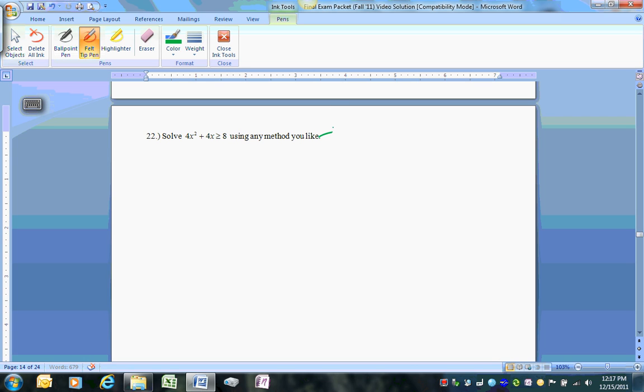So when I say use any method you like, there's an algebraic way or a graphing way. I don't think I spent enough time on the graphing. I did show it to you, but I didn't spend enough time with algebraic. The algebraic way involves a sign chart. Graphing, I think, is pretty obvious. You're going to graph on a coordinate plane. But let's start with the algebraic.